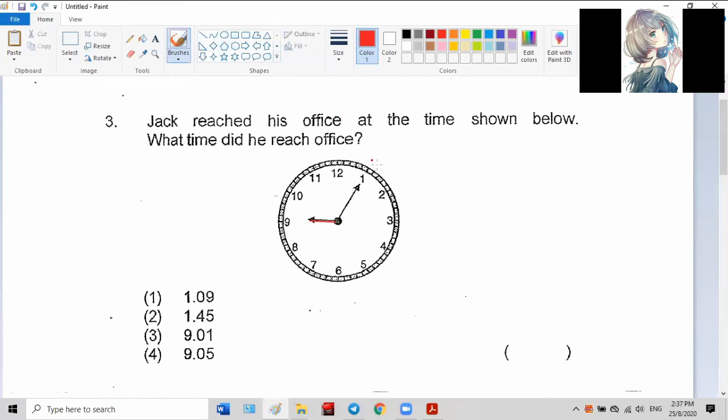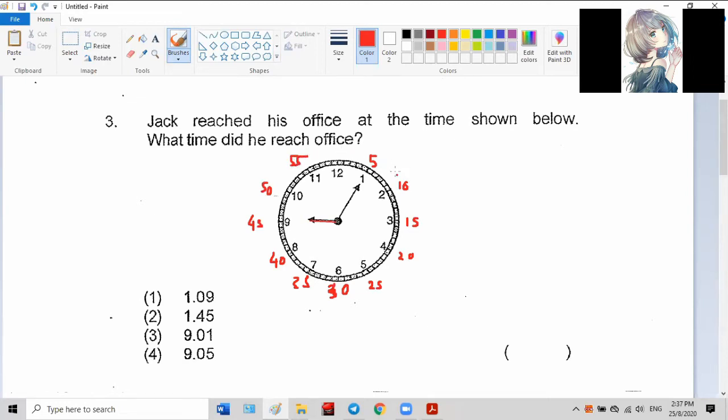9:05, right? Count again, count until you know. 5, 10, 15, 20, 25, 30, 35, 40. 8 times 5 is 40. 45, 50, 55. 11 times 5 is 55.